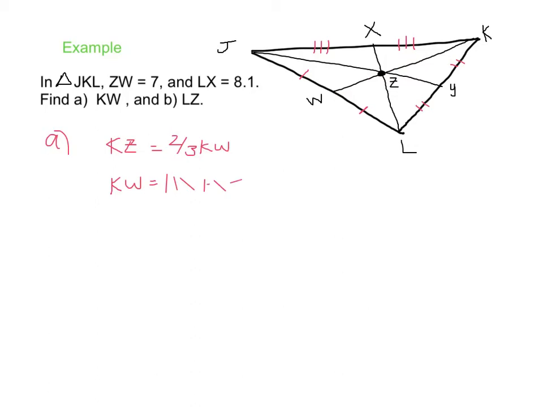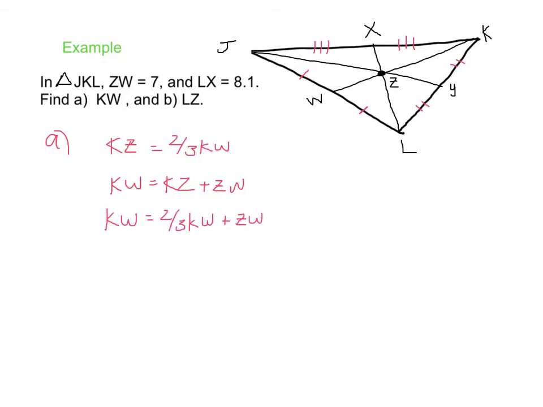Okay, so now let's do some substitution because we know what KZ is. KZ is 2/3 of KW. So using our substitution, we're really just doing algebra now. KW is equal to 2/3 of KW plus ZW. Those look like twos, so let's add our line in there.